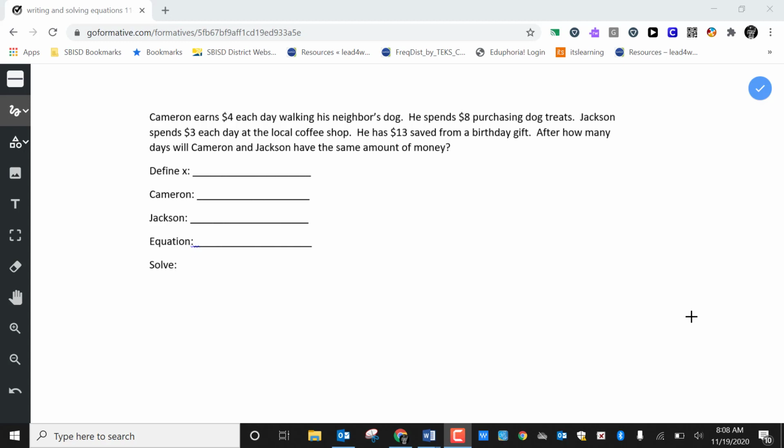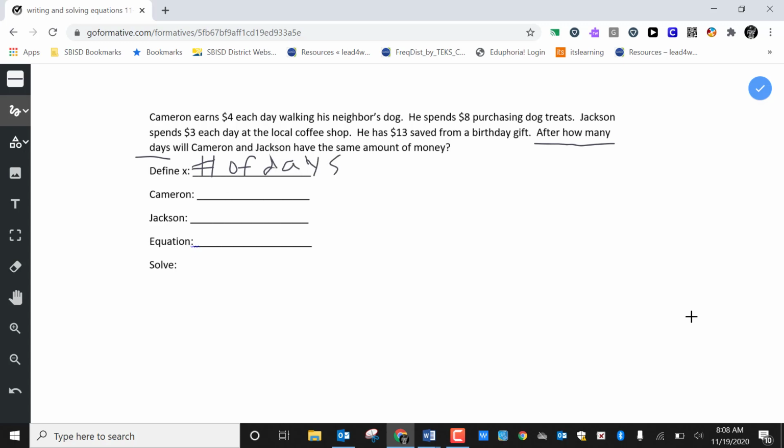Okay, so the first thing we want to do is define X, and X is what we are looking for, what we do not know. So the question, where the question mark is, says after how many days? Okay, so that means X is the number of days, because that's what we're trying to figure out.